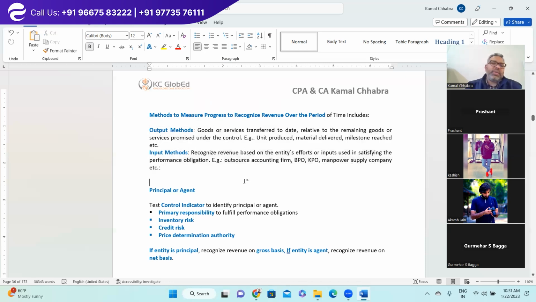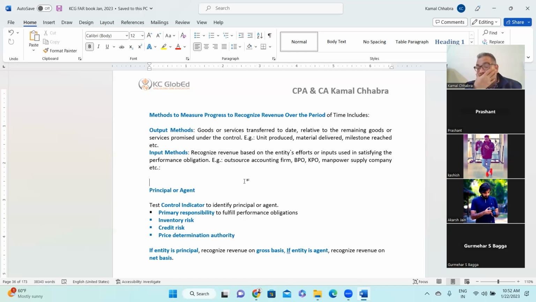Right. So these are two methods for measuring the progress to recognize the revenue over a period of time. For example, in an IT project, generally it goes like 6 months, 12 months, or sometimes more than 12 months, right? In that scenario, they have an agreed rate for the respective level. And whatever time and energy the respective level team member invests on that project, they will charge accordingly.